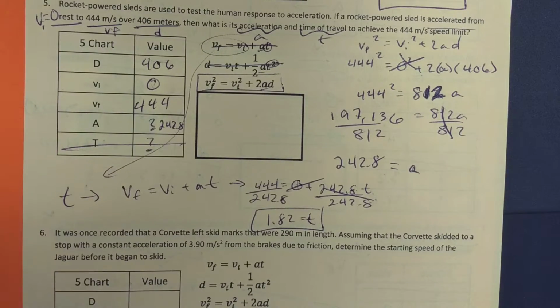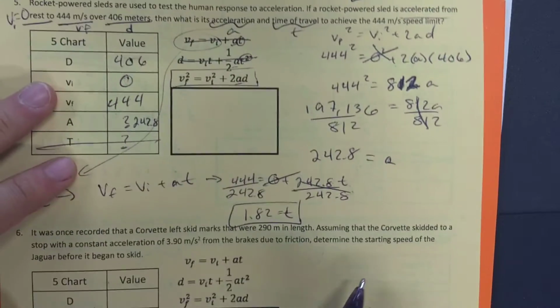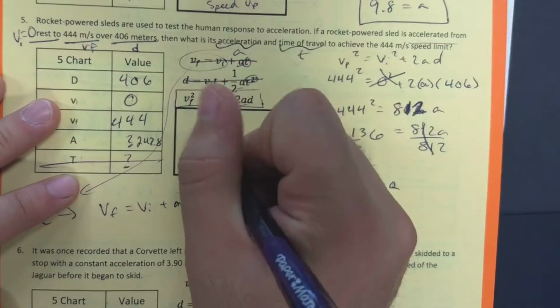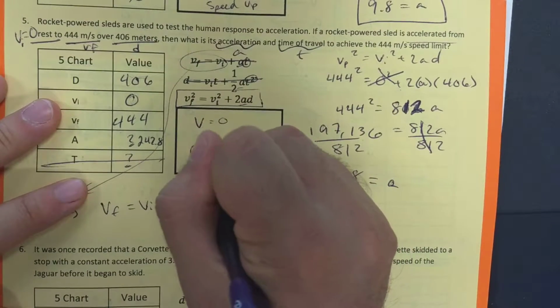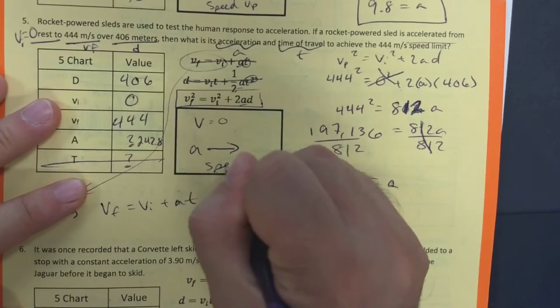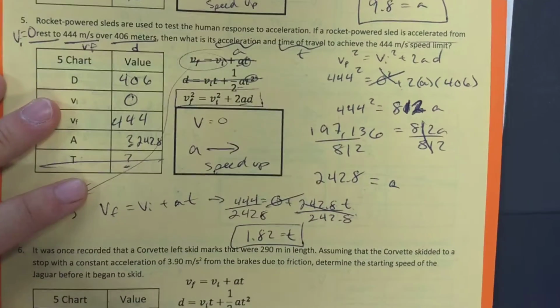Let's go on to our last problem now. Oh, I almost forgot. We're speeding up, so V is essentially 0. Acceleration is this way. We're going to speed up.